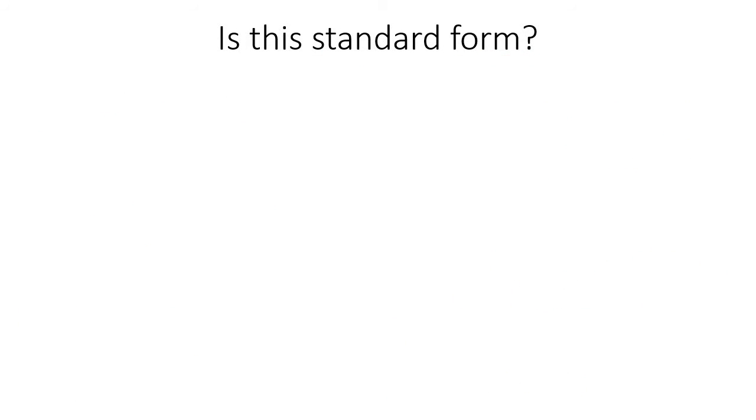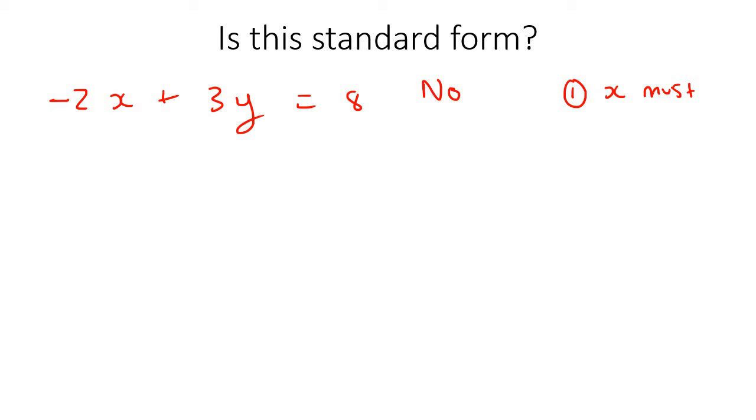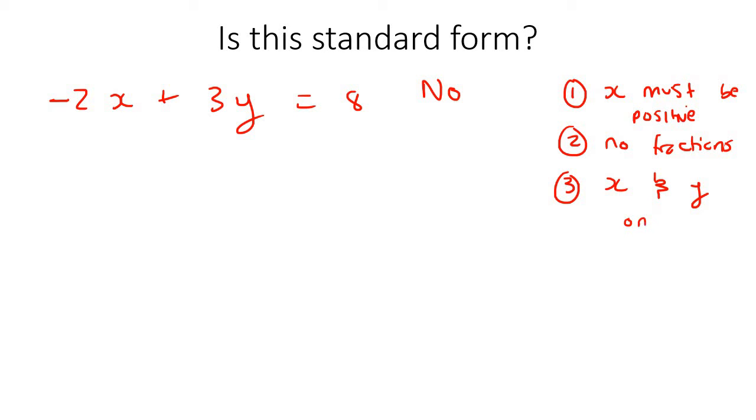So what we're going to quickly do just to end off this lesson is I'm going to give you a few examples and you must say whether it is standard form or not. So here is the first one. Minus 2x plus 3y equals 8. Is that standard form? Now your answer should be no. But why? It's because this number is negative. But what we said was that the x must always be positive. The y doesn't have to be positive, but the x must be positive. Then there must be no fractions. And then the x and y must be on one side. Those are the rules for something to be standard form.